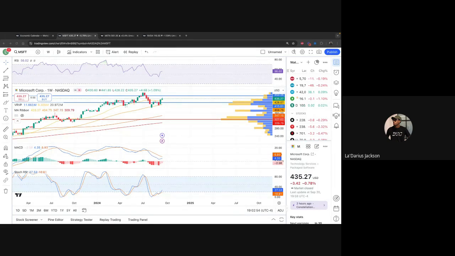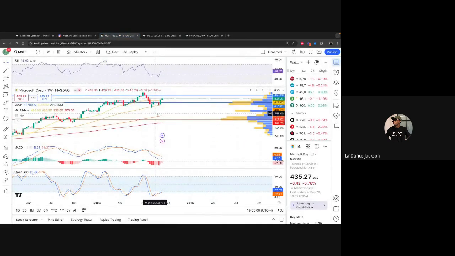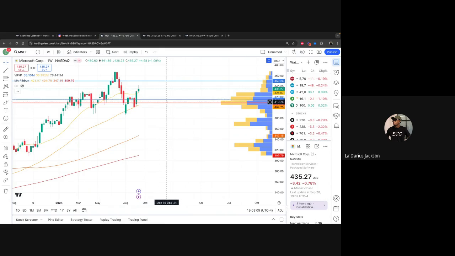Let me get the Investopedia. Here we are, we'll look at this in 2 seconds. But yeah, so it's forming this W-shaped pattern. Volume is also another thing you want to pay attention to, like, how do I know that it's actually going to complete that side of the W?